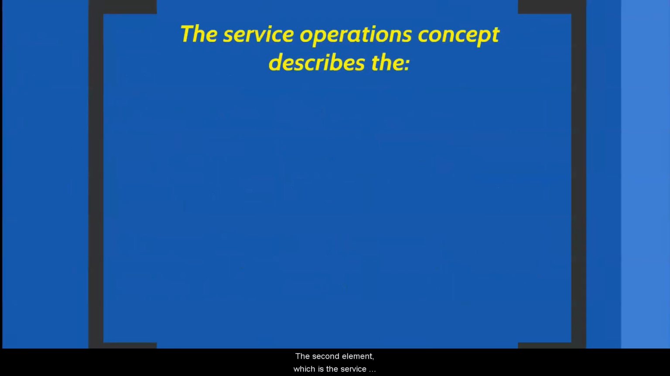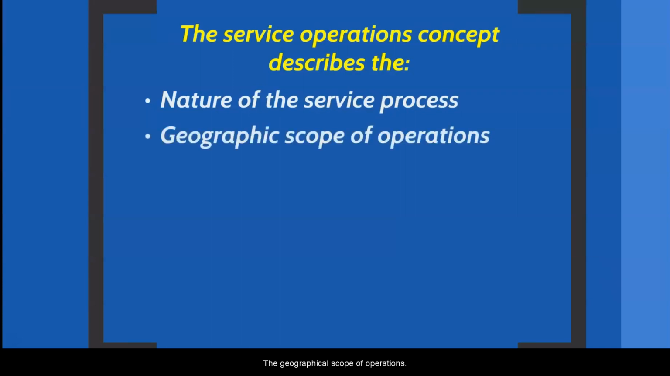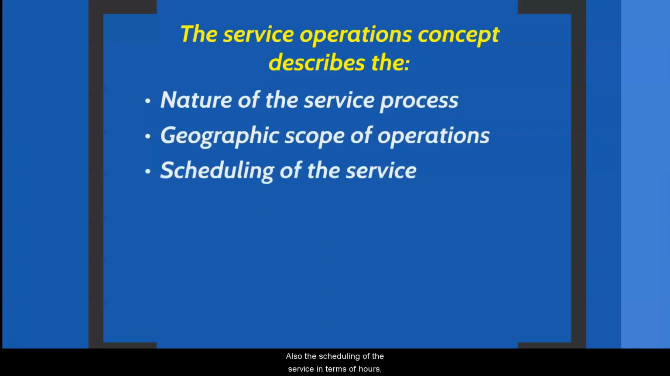The second element, which is the service operations concept, describes first of all the nature of the service processes in terms of people processing, possession processing, mental stimulus processing, and information processing. Also, the geographical scope of operations. Will you only operate in your local area, or is it countrywide? Is it international? What's your geographical scope? Also, the scheduling of the service in terms of hours, days, or seasons of service, continuous or intermittent delivery. And if it is intermittent delivery, the required frequency.